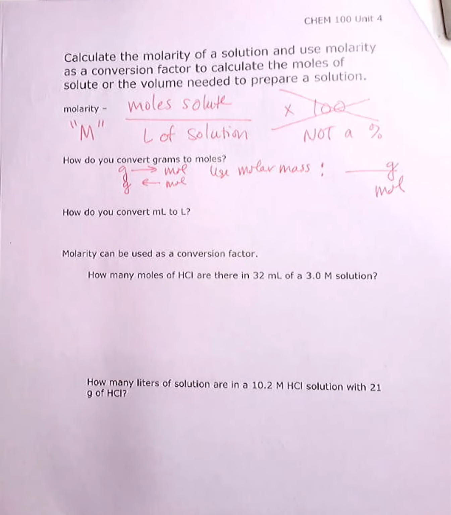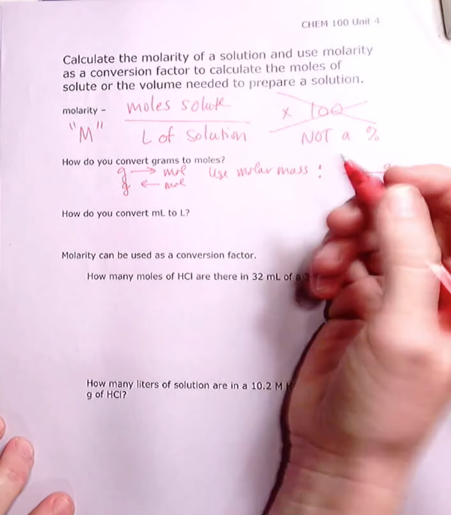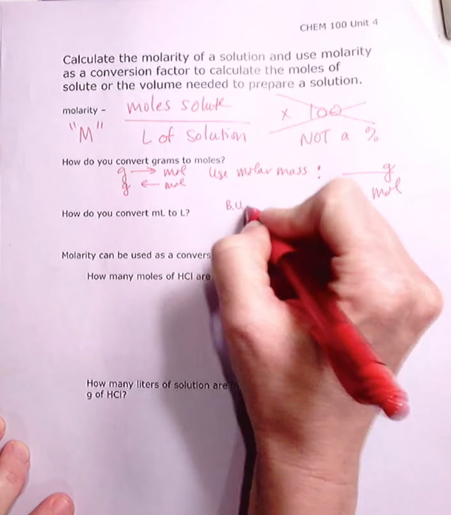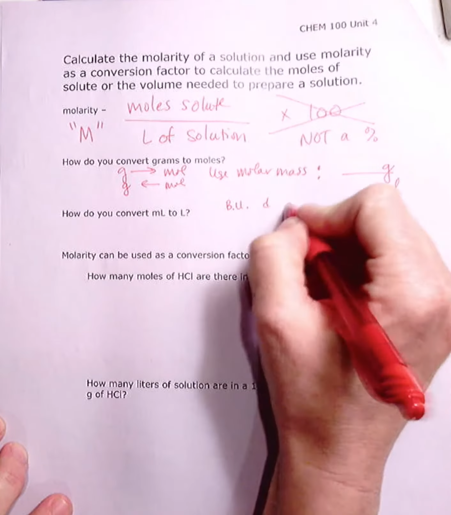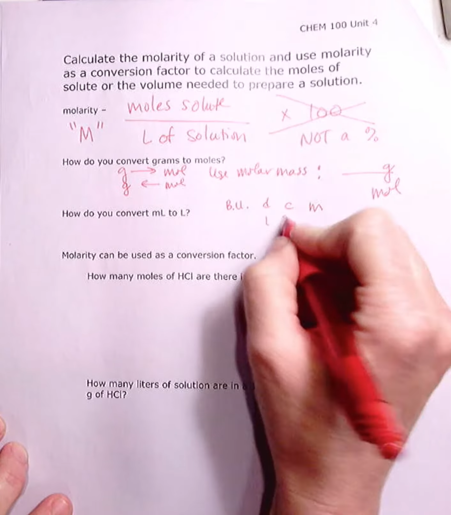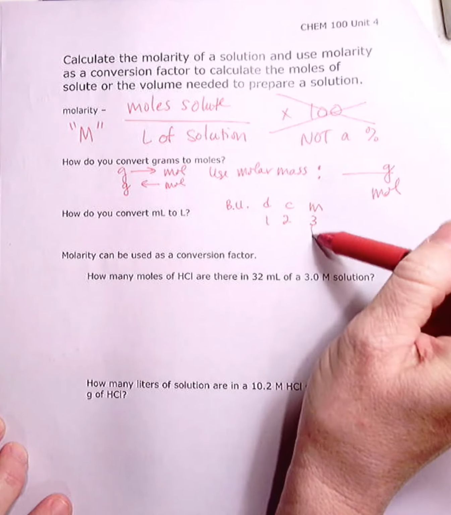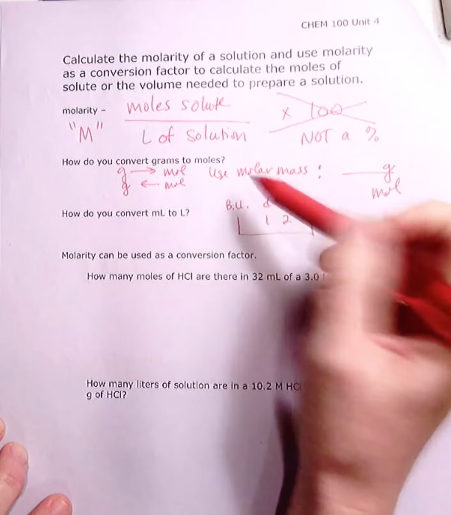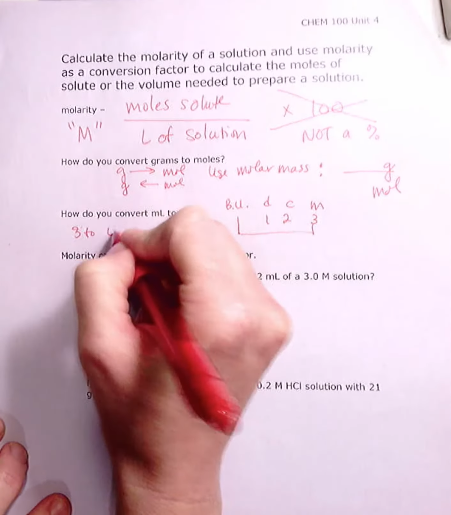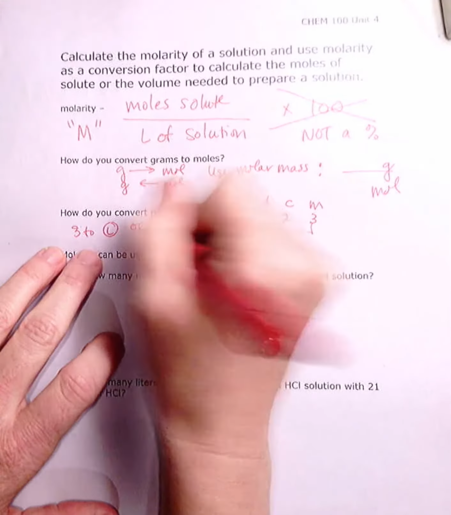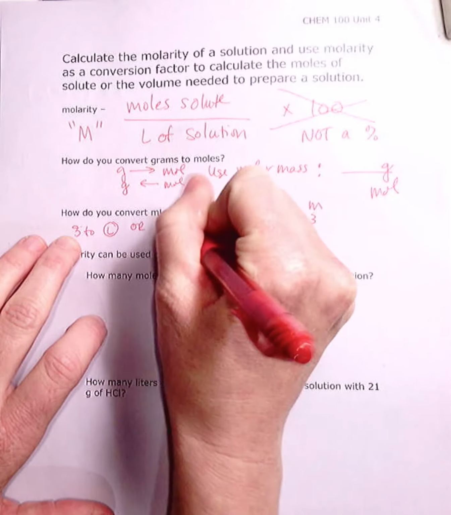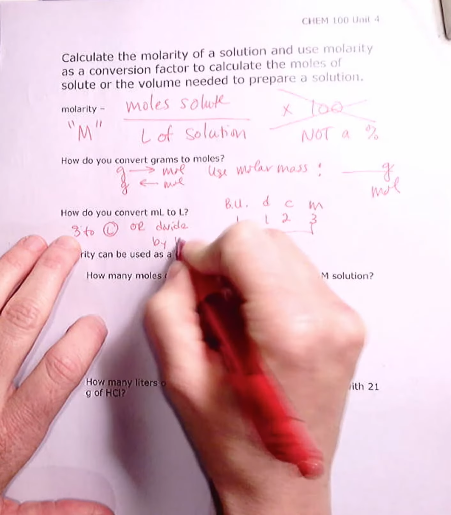Another conversion that comes up a lot when you're calculating molarity is milliliters to liters. So remember way back when we did base unit, deci, centi, milli, and it was 1, 2, 3. So if we're trying to get from milliliters to liters, so milliliters to the base unit, that's going to be 3 to the left, or divide by 1,000.